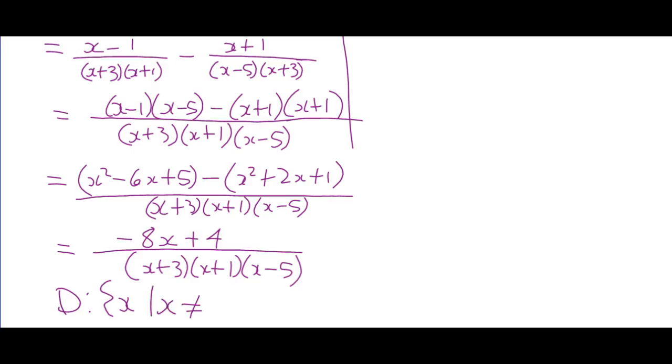And what do we, well, it's just these guys, right? Negative 3, negative 1, and 5. So that's the simplified form, right? Negative 8x plus 4 over x plus 3 times that. And don't multiply the denominator out. Just leave it. All right, we're okay with you just leaving it.